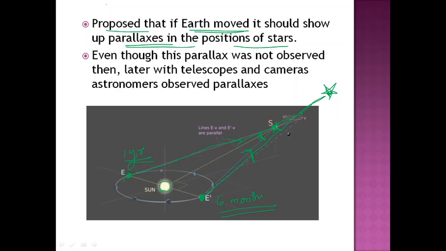And this theory was somewhat right, because in the present era, with sophisticated devices, telescopes and cameras, we are able to observe this parallax. If we observe a star at a distant point now, and after 6 months, there is a small difference in angle, which is the parallax, and that is now observed. So we can say that the Copernican proposal was absolutely right in formulating a theory for Earth's motion.